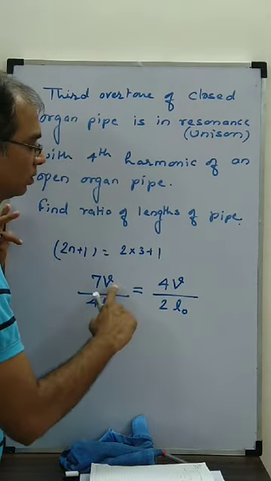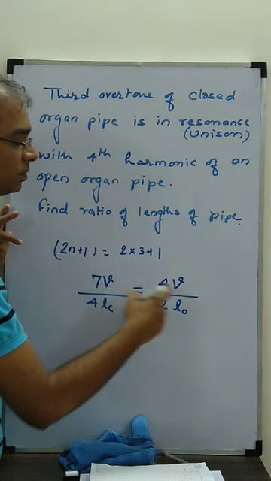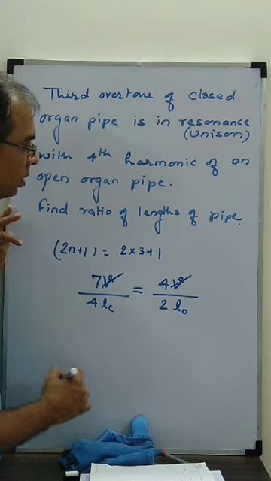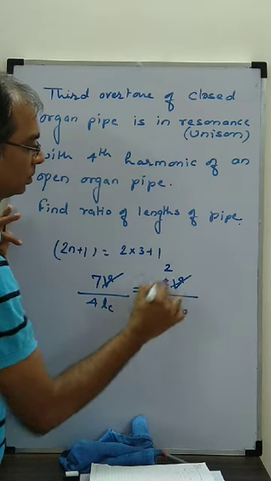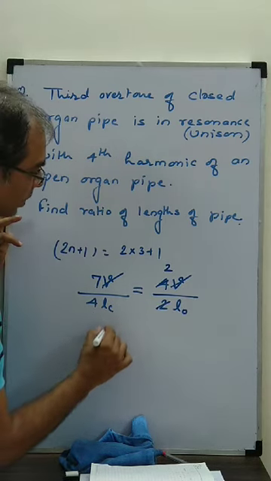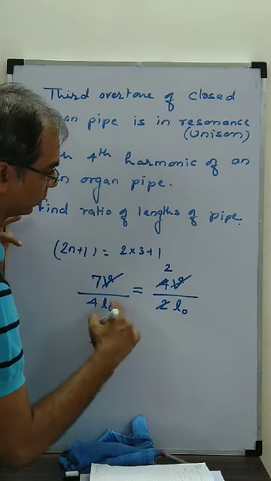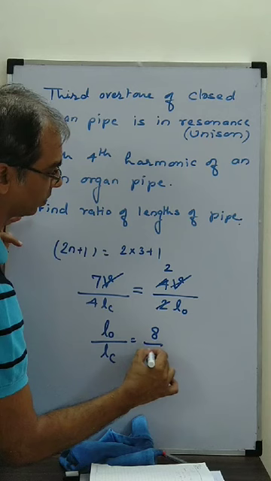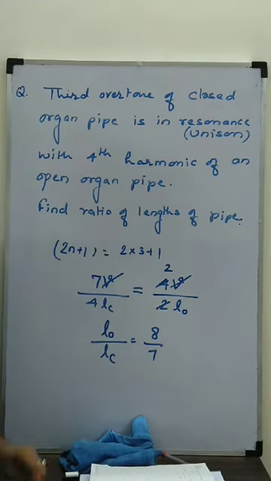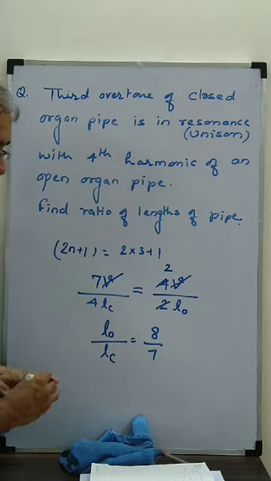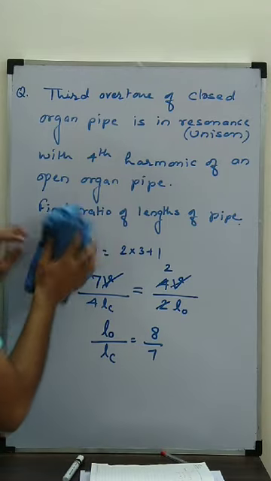Now this is the velocity of sound. Velocity of sound will be the same for both, so you can cancel that. Now what have we got? LO by LC equals 4 into 2, 8 by 7. This is the answer of this particular question. Let's do another question then.